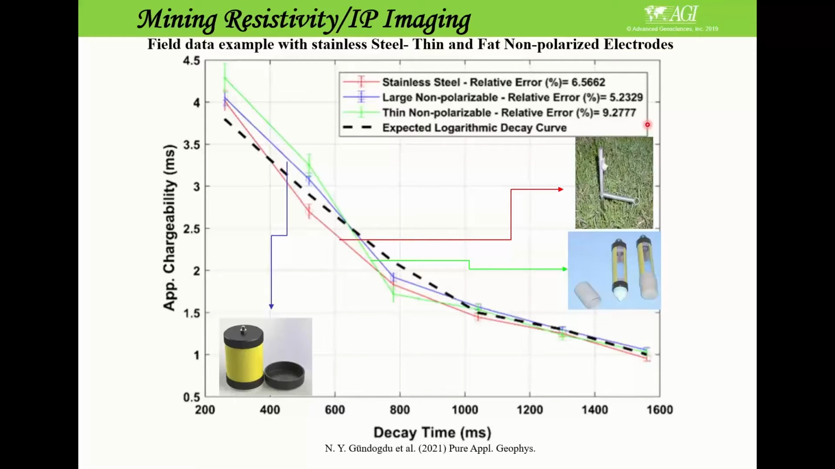in these IP investigations, where the polarization effect is very low. When you use 2 seconds and more, you don't see any influence at all. By the way, these are all 2 seconds in comparison. If you use the large or thin non-porous electrodes, you see almost the same decay.